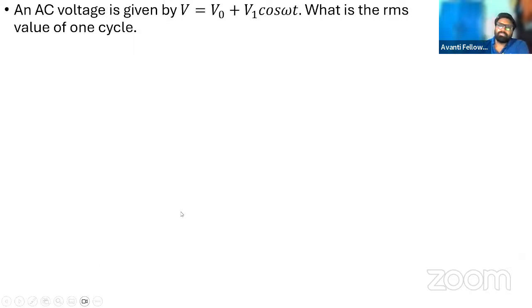Now, based on that, let's solve this question. An AC voltage is given by V naught plus V1 cos omega t. What is the RMS value over one cycle?